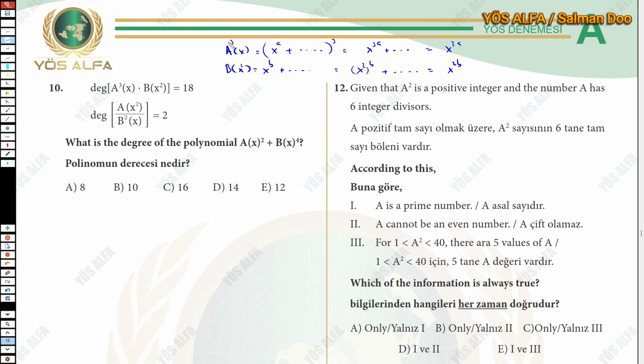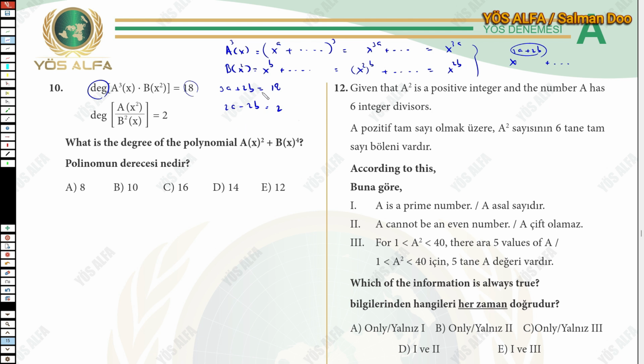Since we are multiplying these two polynomials, we're going to sum up the highest powers. So we have 3a plus 2b. Since the degree of the polynomial is decided only by its highest power, we can write 3a plus 2b is equal to the degree, which is 18. From the second equation, we can write just like the first one, a of x squared is 2a, and since it is a division, we're going to subtract the powers. b of x squared is 2b, and the degree is 2.